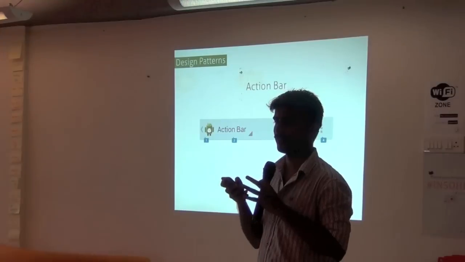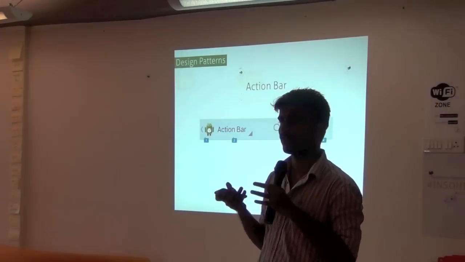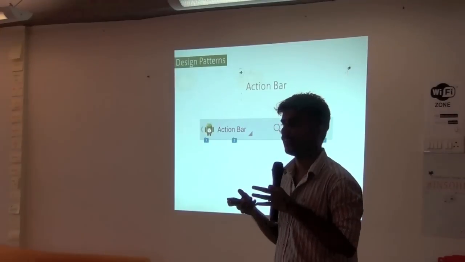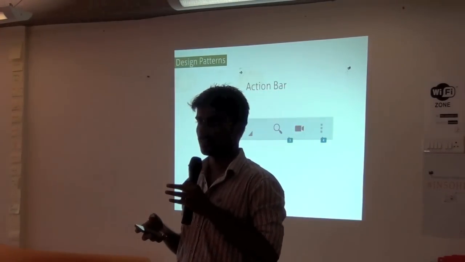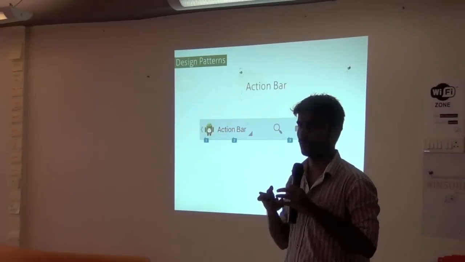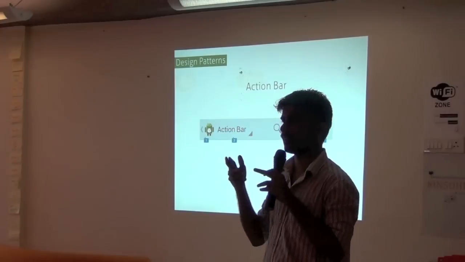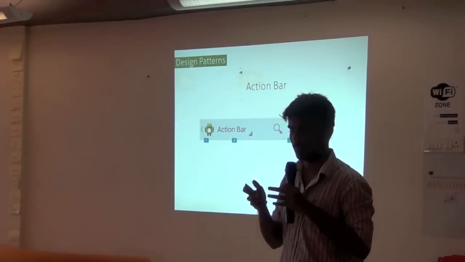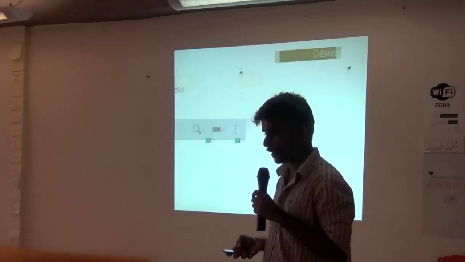If you were thinking that previous versions of Android don't have action bars, like how am I going to have action bars on 2.3 or 2.2 of Android? That's ActionBarSherlock. That's an API that you can use to bring the same action bar look and feel to 2.2, and it works brilliantly. Use it. So this is the action bar.